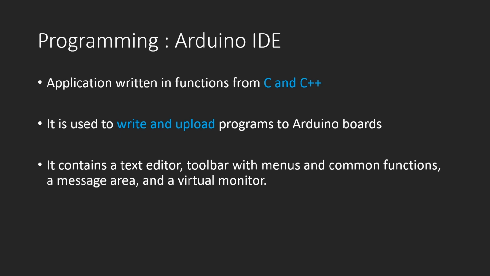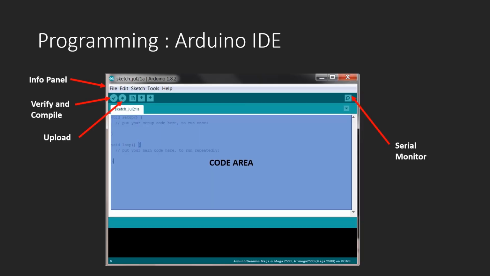The Arduino IDE is an application written using functions from other programming languages, such as C and C++. Some of you who end up going into engineering or computer science programs will get to learn how to use these languages. The IDE is used to write and upload programs to Arduino-compatible boards. It contains a text editor, toolbar with menus and common functions, a message area, and a virtual monitor. The user interface will look something like this when you open it.